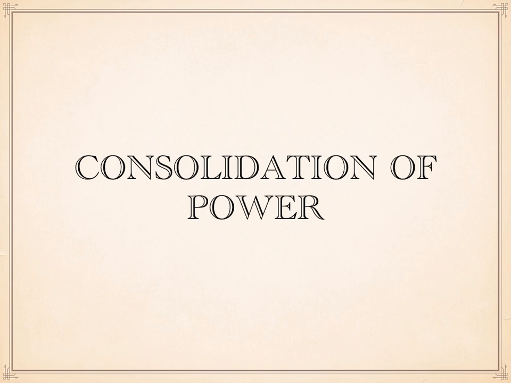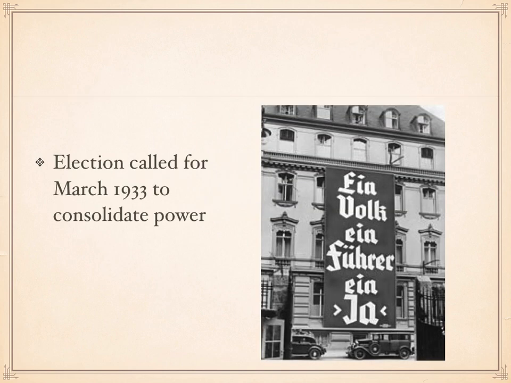So we begin with the consolidation of power. After being appointed Chancellor or Prime Minister by President Hindenburg on the 30th of January 1933, Hitler immediately called for a new election to take place in March of 1933, in an attempt to win a majority in the Reichstag, or the German parliament.